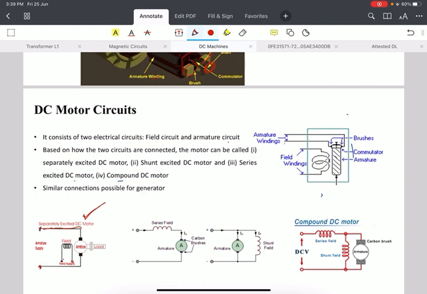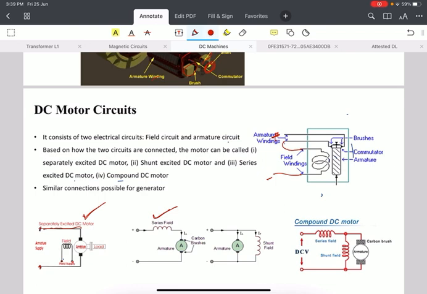Now, if the armature and field are connected in series, if this is connected to this one and these two are connected to a single DC supply, then those types of machines are known as series connected DC machines, series excited or series DC motors.